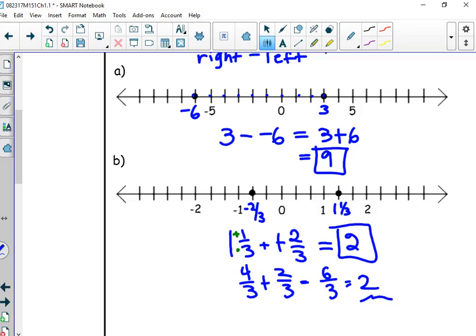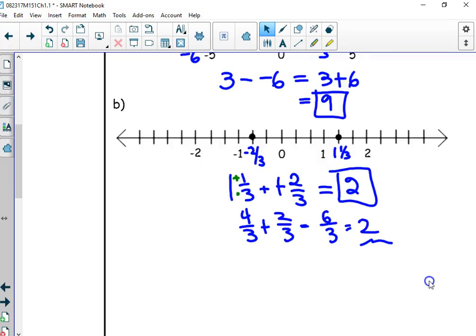Okay, so I could have done it that way as well. Sometimes it's hard to do the carry with fractions. So when in doubt, go to improper fractions and then go back and reduce them.